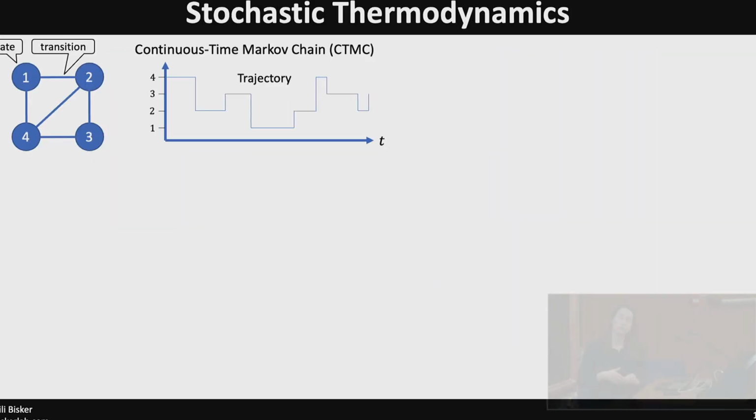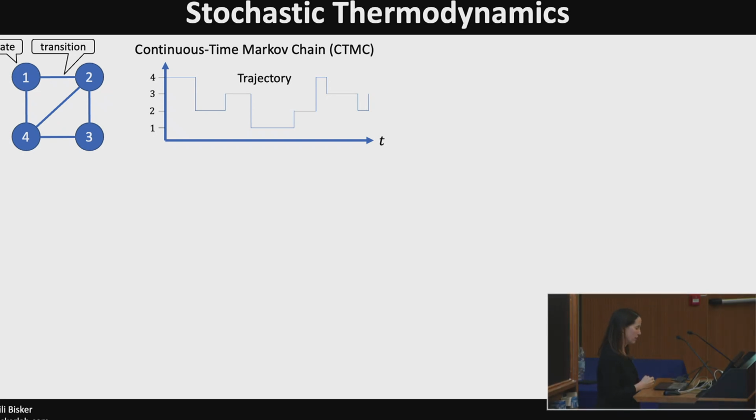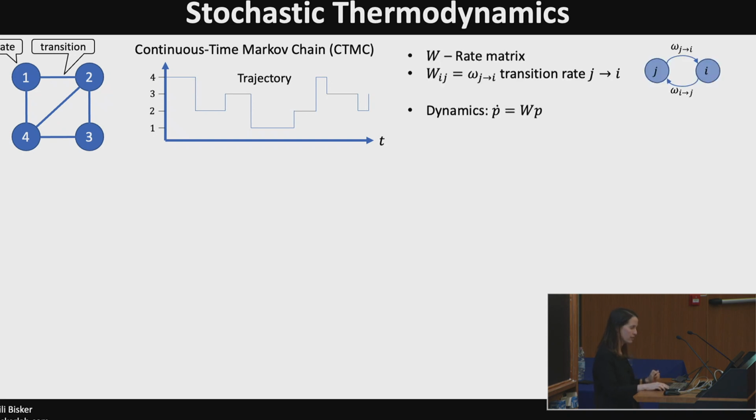Okay, so to set the stage, I work in the framework of stochastic thermodynamics. I envision my system to be represented as a graph, where each node represents a microstate, and each edge represents a transition. And then if I follow the trajectory over time, I see the system in terms of which state it is in as a function of time t. And so this is a continuous-time Markov chain process. The physics is within the rate matrix that describes the rates of the transitions between each of the states. And the dynamics evolves according to a master equation.